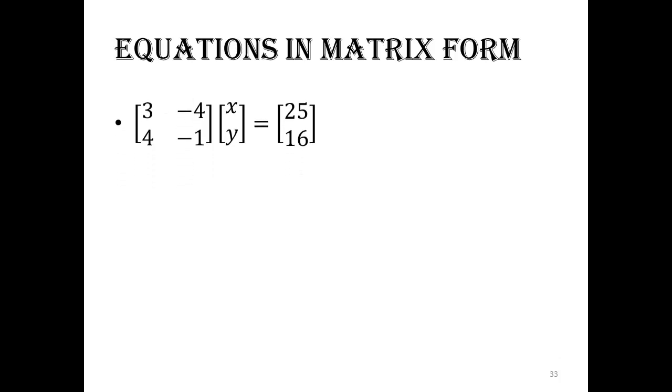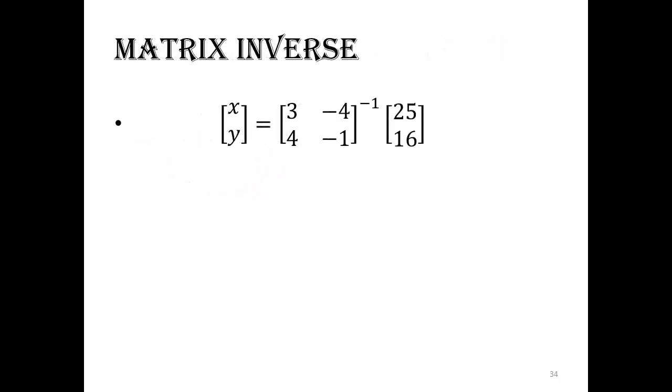To find the value of x and y, we have to shift the matrix of coefficients to the right hand side. And remember, the matrix of coefficients is on the left hand side of the matrix of x and y, so it should be on the left hand side of the matrix 25 and 16. So shifting the matrix of coefficients to the right hand side will give us the inverse of the matrix, and now we have to find the inverse of the matrix.